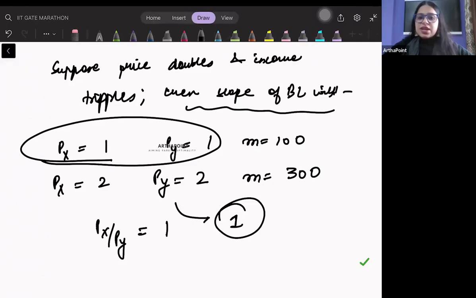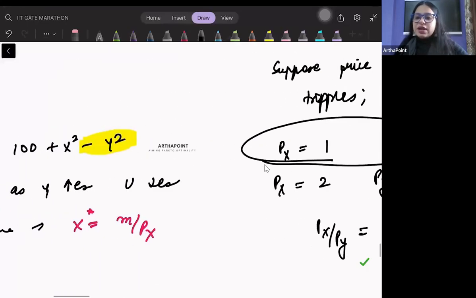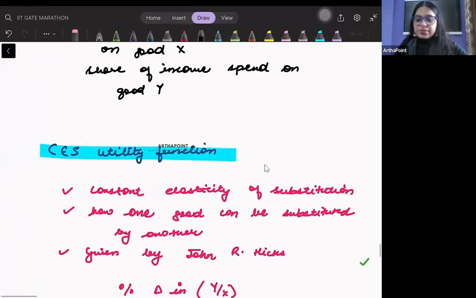Okay. Questions can be asked in the exam like, what happens when your income halves but the prices triple? So the best way to solve such questions, whatever is given, is to take an example and solve. That will help you get the right answer.